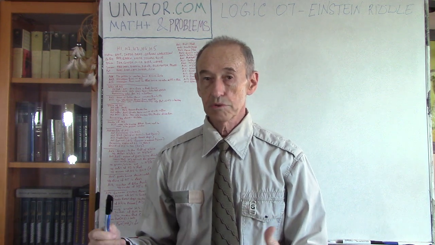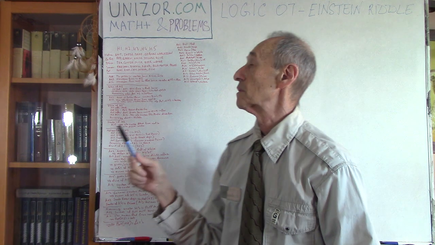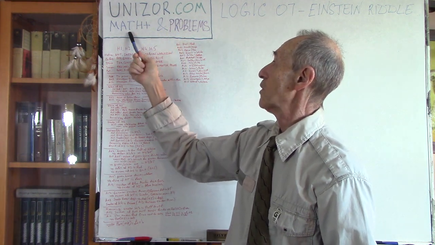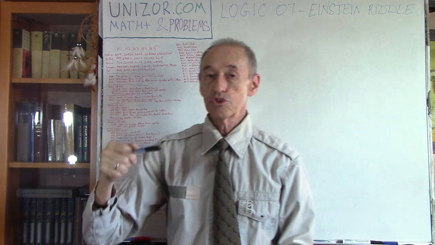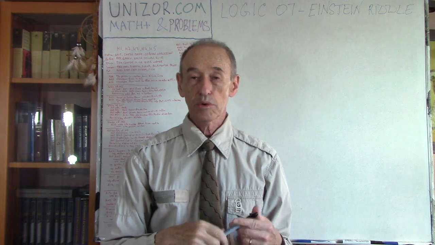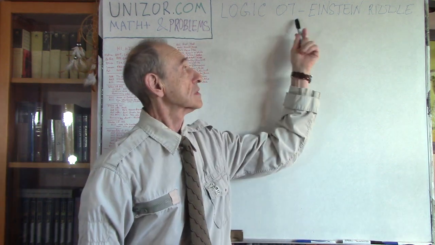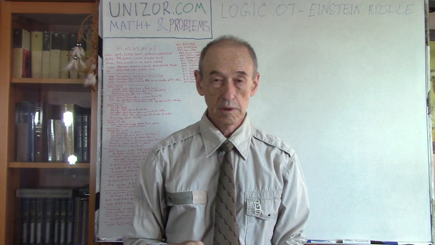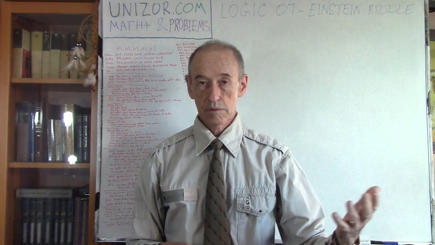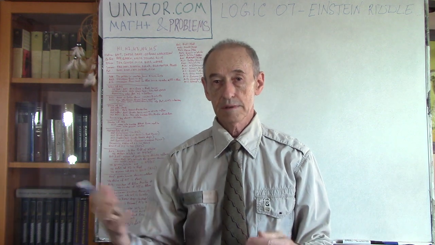So if you want to go to this particular page on the website, you go from the website to courses, Math Plus and Problems, choose in this particular case the chapter called Logic, and the logic number 7 would be that particular Einstein's Riddle. There is a reference to the video part and the textual part.